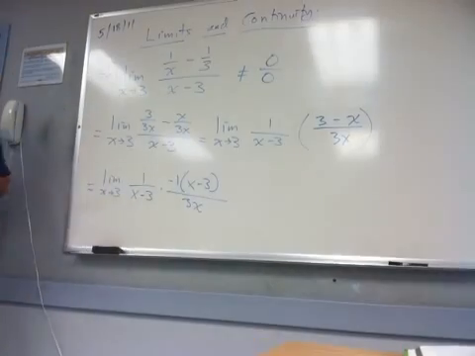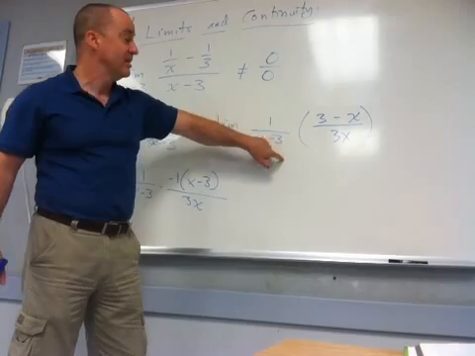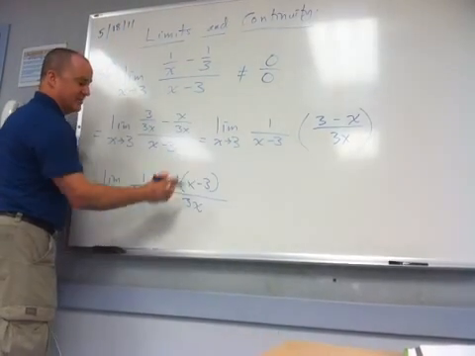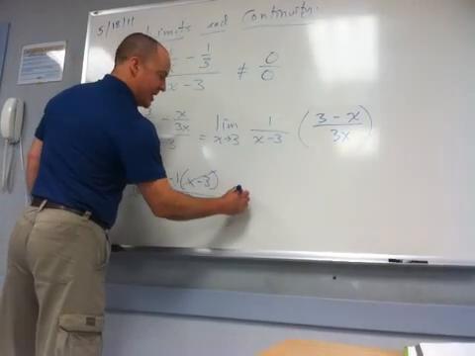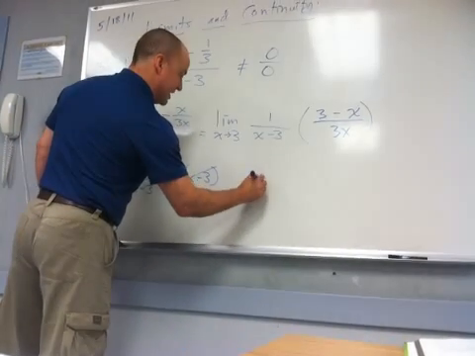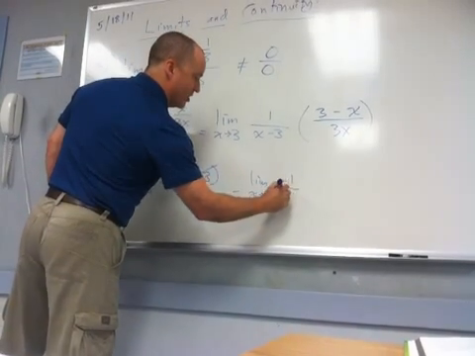So you did have the same thing top and bottom. Actually, you had the exact opposite top and bottom. So what you have is -1 times x minus 3 here. Now you can cross out these factors. And now you have the limit as x approaches 3 of -1 over 3x.